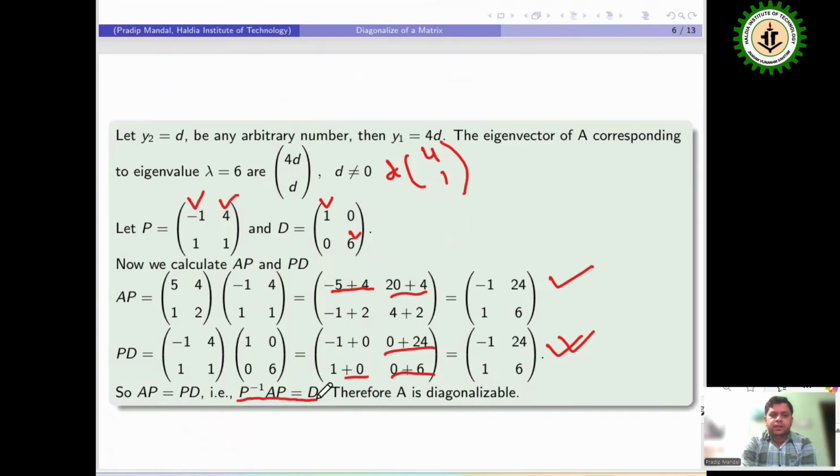And this is our definition of when a matrix is diagonalizable. Now P is clearly non-singular and D is also a diagonal matrix. Therefore, we say that the matrix is diagonalizable.